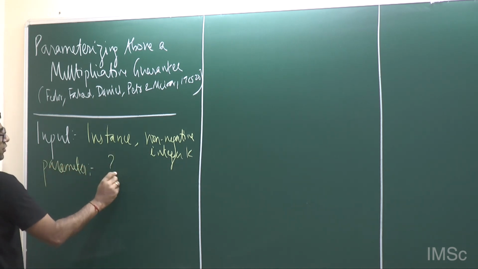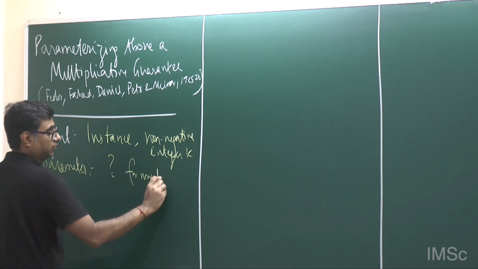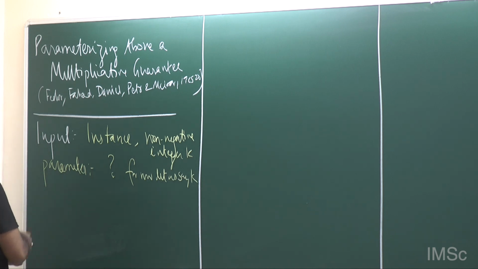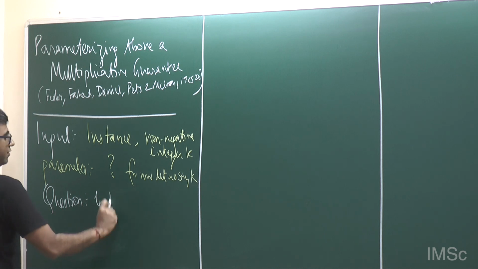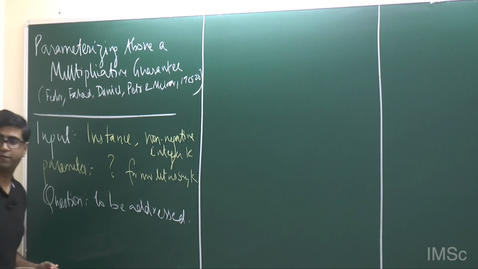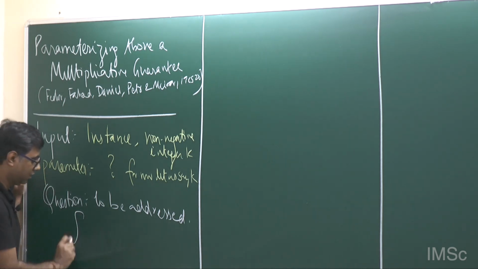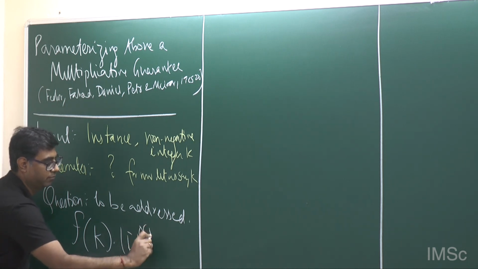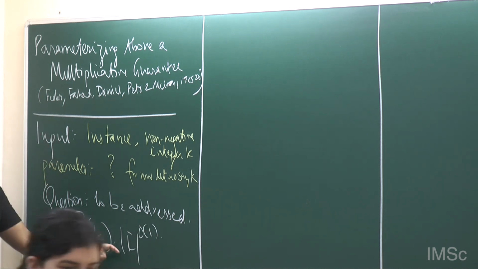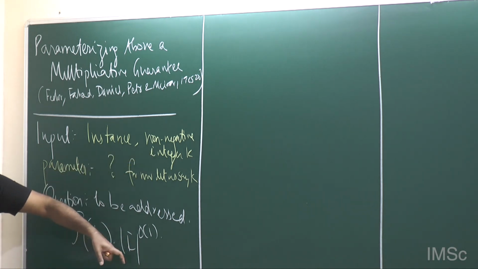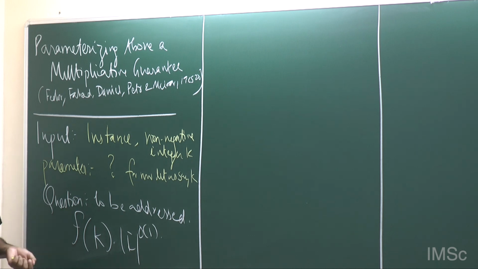The parameter could be something. For now, let's say k, and then there's a question to be addressed. So this is a typical form of any parameterized algorithm, and we are looking to design an algorithm with running time where the dependence on input size is independent of the parameter k which I chose. Okay, so let's look at a very simple example.